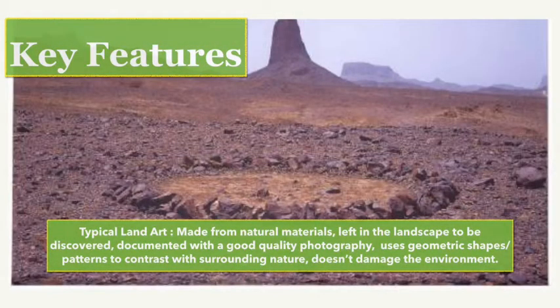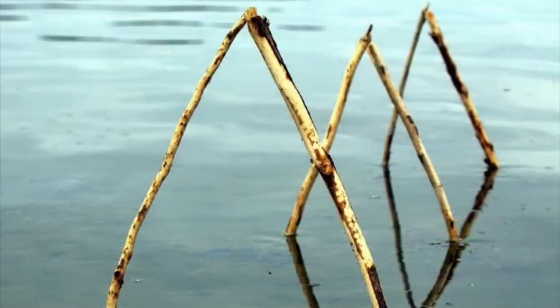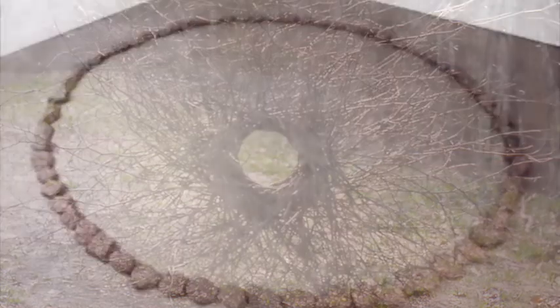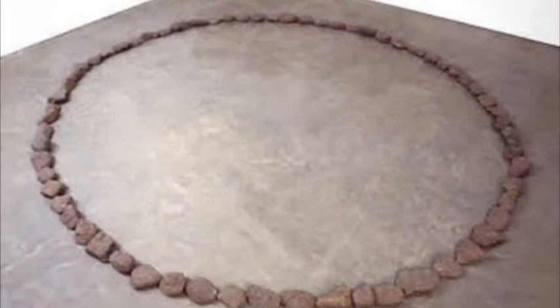If you're going to make your own, what key features should you include? It should be made from natural materials and left in nature for people to discover. You need to document it with a good photograph because it won't last forever, and use geometric shapes that contrast with the natural landscape around it. And whatever you do shouldn't damage the environment in any way. So simple repeated shapes and patterns, geometric patterns that contrast with the nature around it, and clearly defined shapes like this one here.